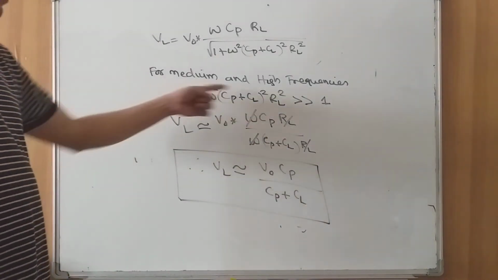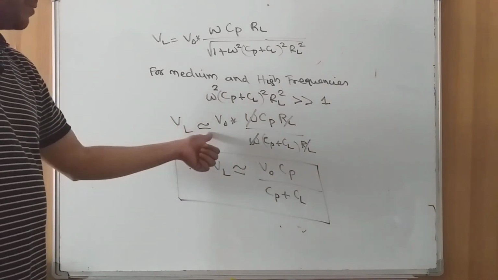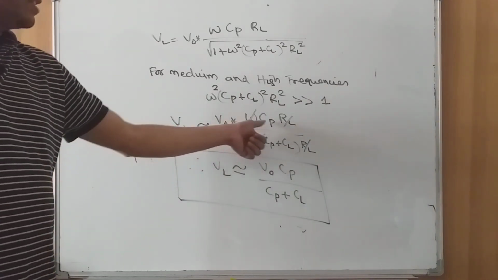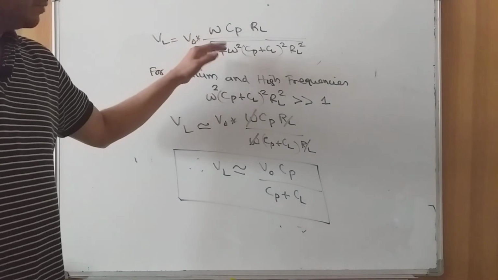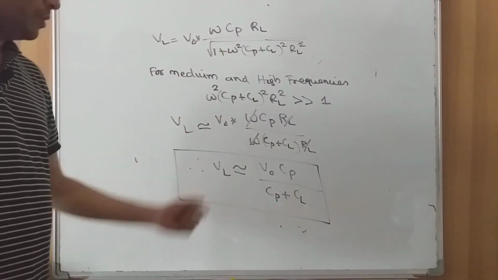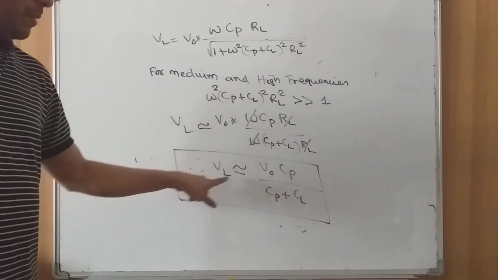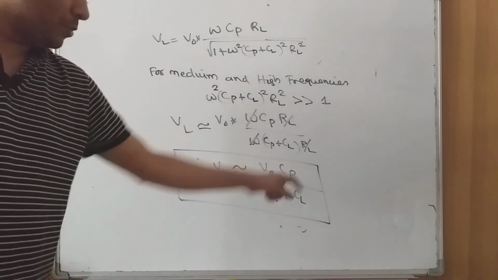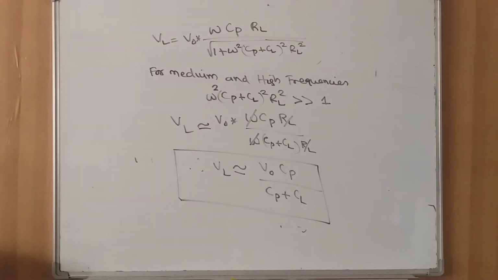As a result, this equation can be approximated as VL is approximately equal to V0 into omega Cp RL. The 1 becomes negligible. As a result, over omega (Cp plus Cl) into RL, if you simplify, we will get the equation VL is approximately equal to V0 into Cp divided by (Cp plus Cl).